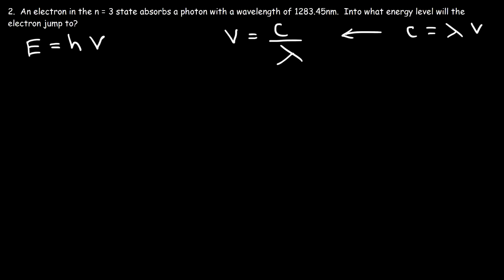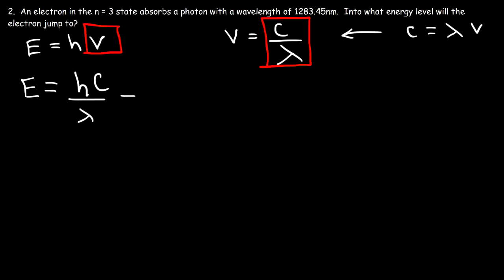So what I'm going to do is replace the frequency with this expression. So in terms of the wavelength, the energy of the photon is Planck's constant times the speed of light divided by the wavelength. So let's use that equation.